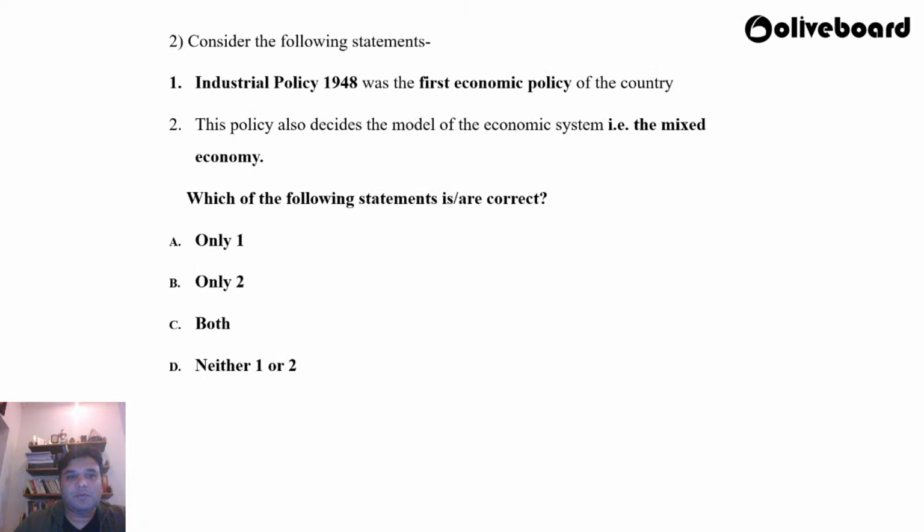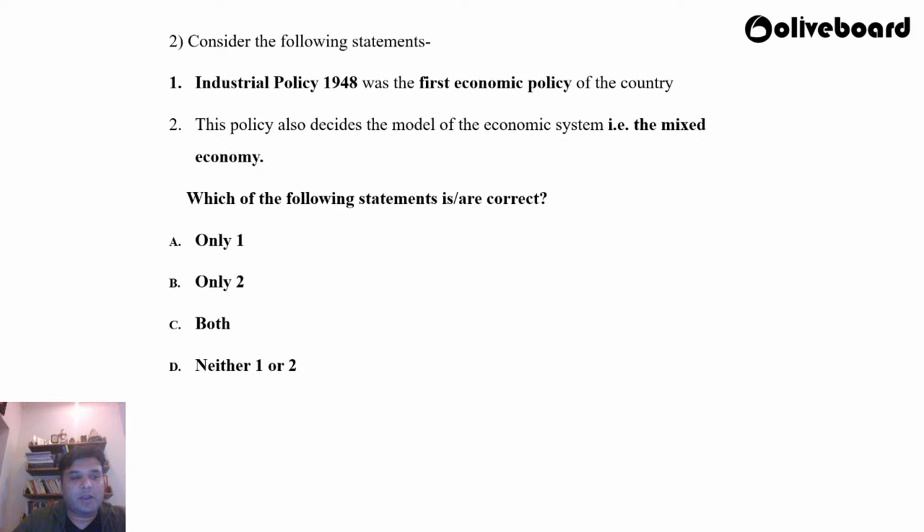Right. Moving on to question number 2. Consider the following statements. Statement number 1: Industrial policy 1948 was the first economic policy of the country. Statement number 2: The policy also decides the model of economic system, that is the mixed economy. Which of the following statements is or are correct? A. Only 1. B. Only 2. C. Both are correct. D. Neither 1 nor 2.